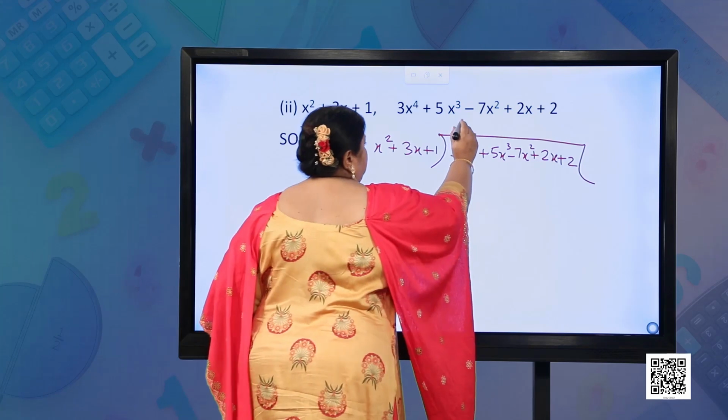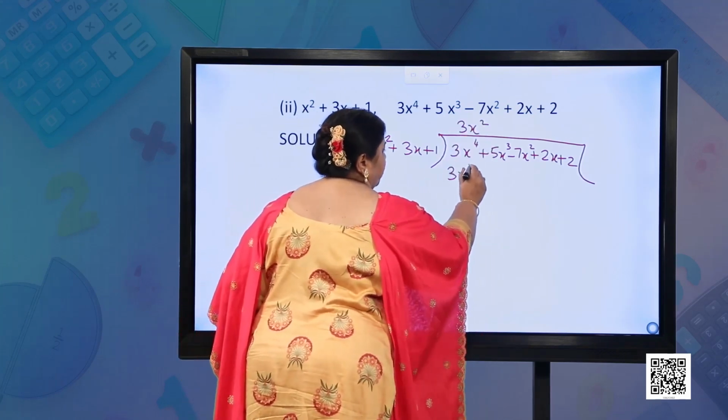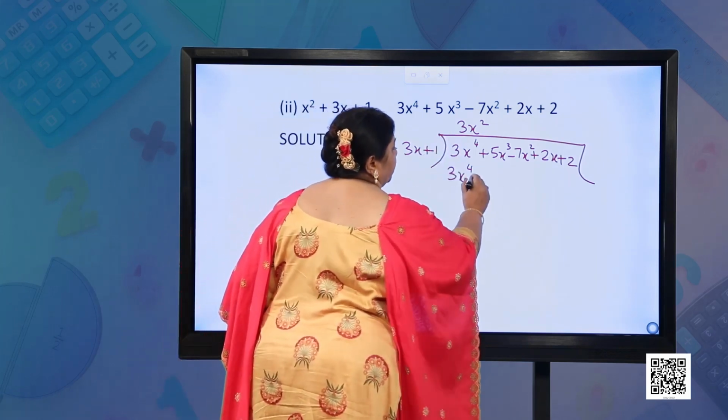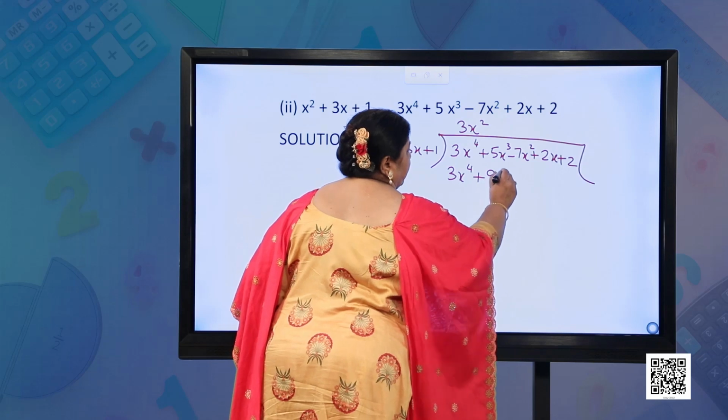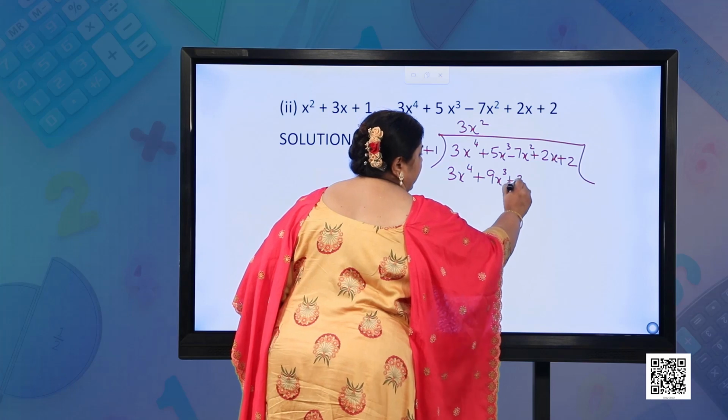Now, if I multiply by 3x square, I think I will get 3x to the power 4. 3 into 3 will give me 9x cube. Okay. 3x square into 1 will give me plus 3x square.